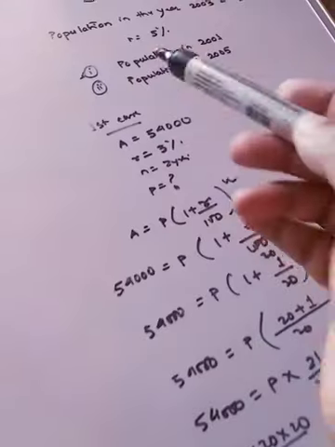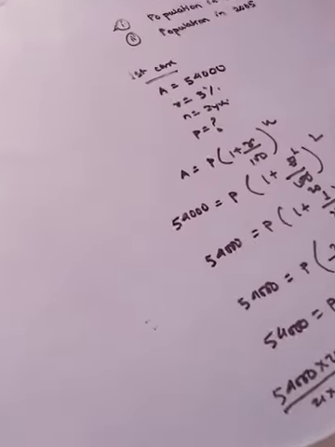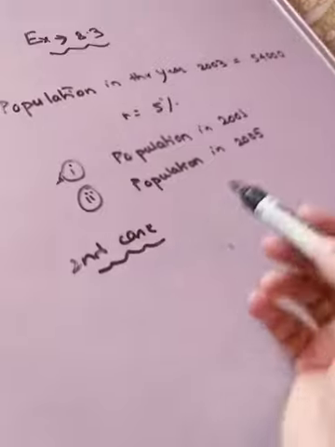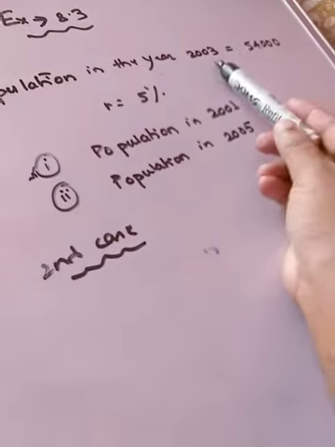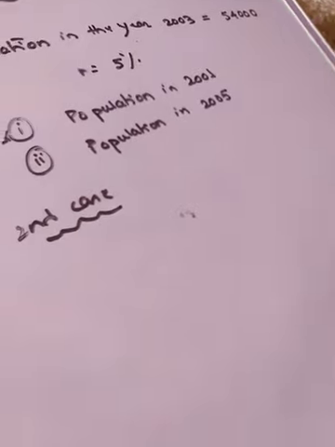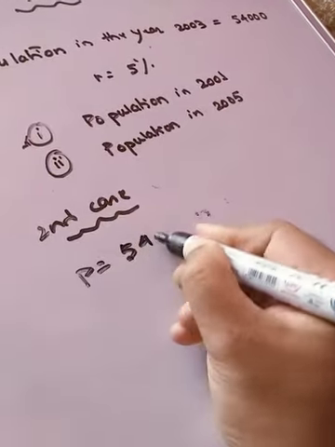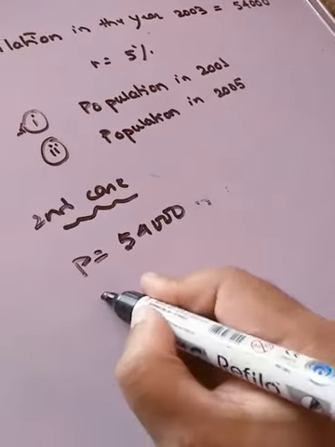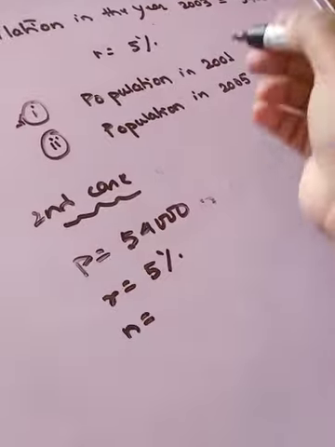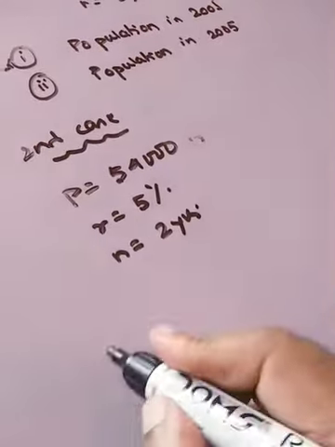So we have answered the first question. Now let's go to the second case. Now for the second case, as the 2003 value is given and they are asking 2005, we have to go forward. So this time we'll take P as 54,000, r as 5%, and n is again 2 years, the gap of the years. So we have to get the value of the amount.